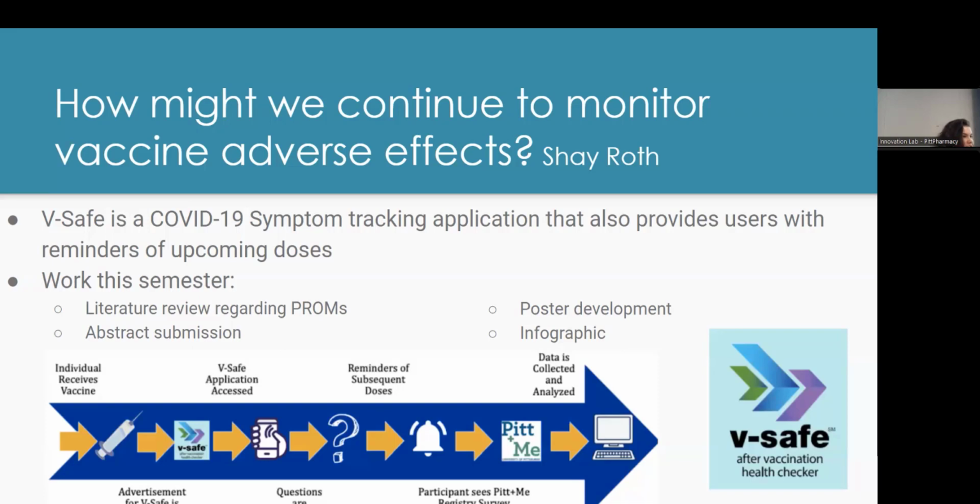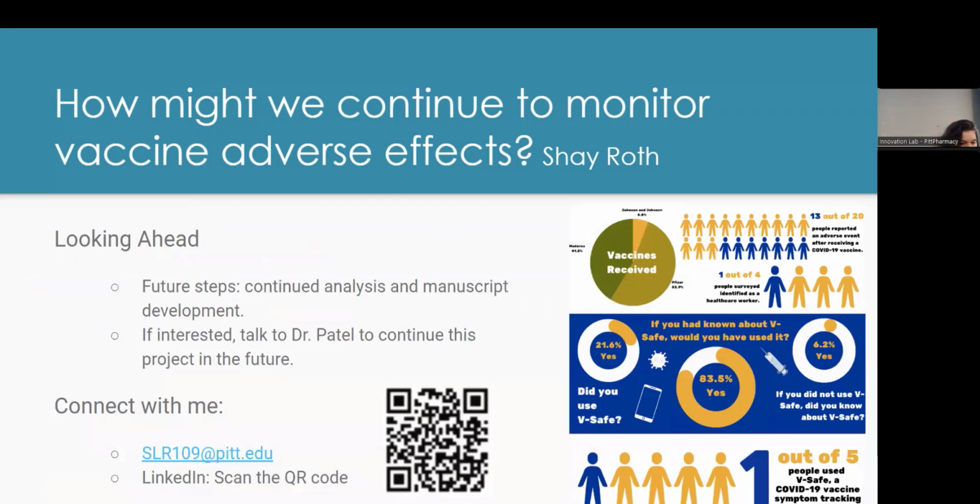One of the features of the application was also to remind of subsequent doses, so when they would be due for a booster dose or follow-up. And then the participant would participate in our PIP+Me survey. Then the data was collected and analyzed. These are still some preliminary findings because we are in the process of working with biostatisticians and consults to get all the research squared away for the poster.